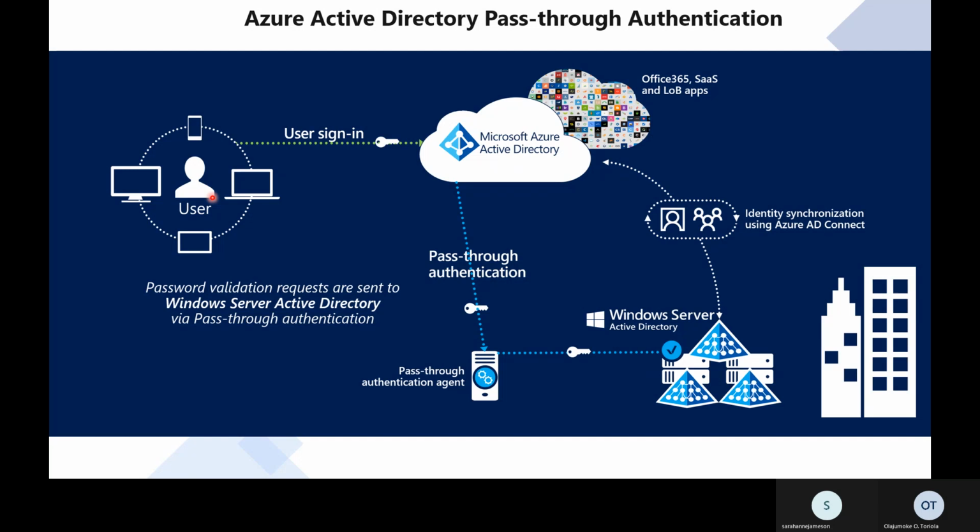Now, when this user wants to access anything in the cloud, you can see the arrow, it comes back through the pass-through authentication agent to validate whether the password the user is supplying actually exists on your on-premise AD. Once it checks it, the user can access any of the cloud solutions. So every validation is actually done on-premise.